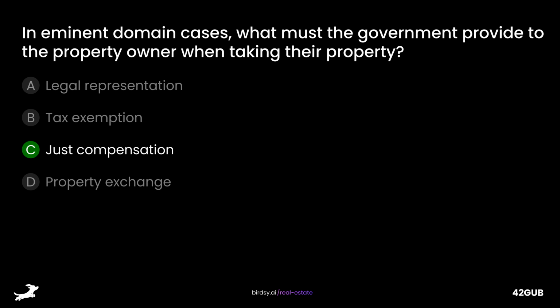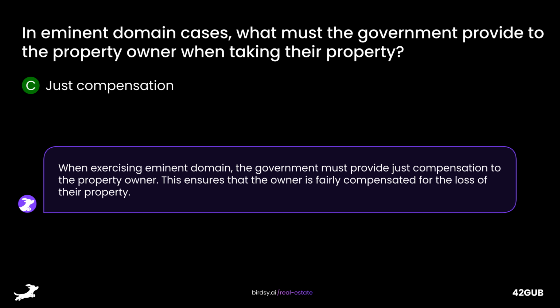Just compensation. When exercising eminent domain, the government must provide just compensation to the property owner. This ensures that the owner is fairly compensated for the loss of their property.